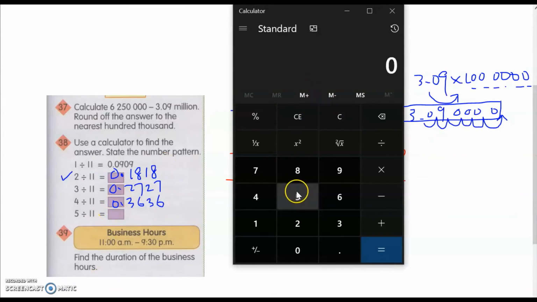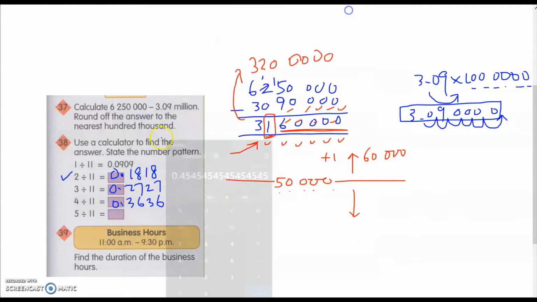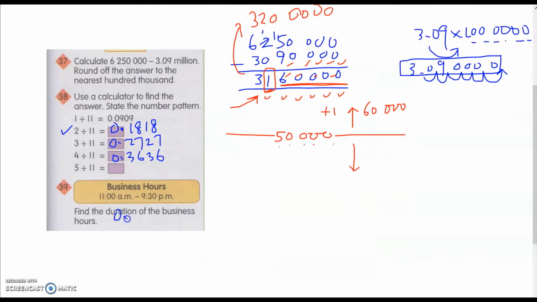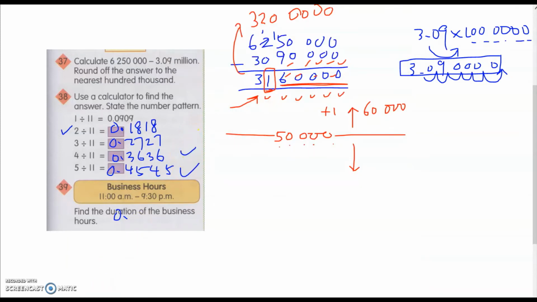5 divided by 11. Okay, make a guess. If this is times table of 9, the next one should be 0.4545. Let's see. Ta-da! Okay, correct. So we get 0.4545. So what is the number pattern here? So very easy, we just take the bigger one, you minus the smaller one.